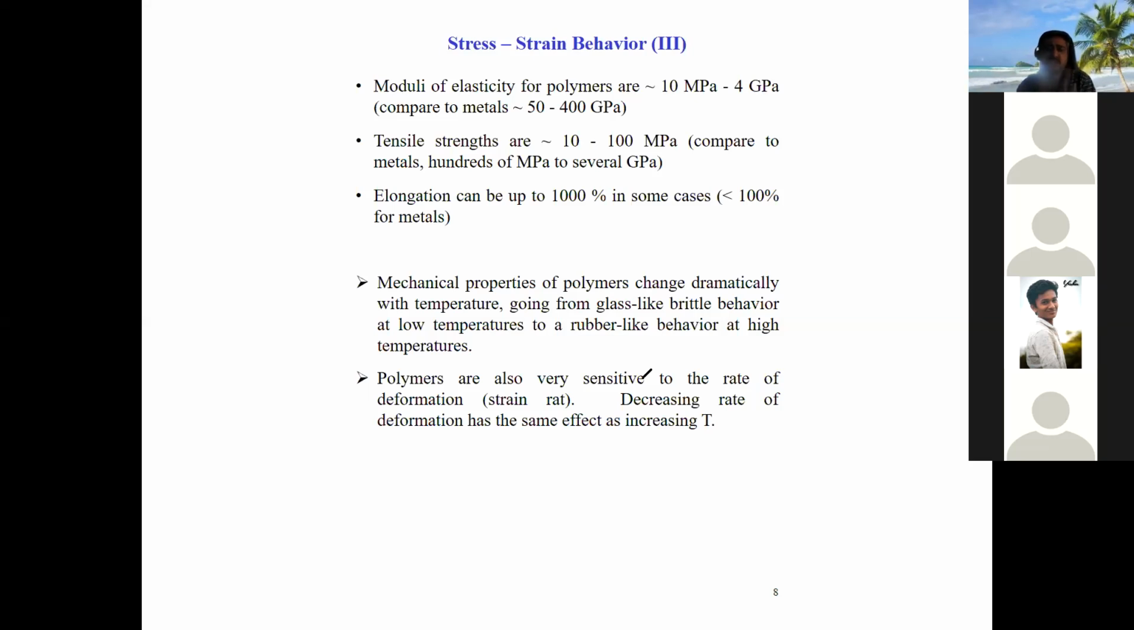So this is much lower when compared to metals. The minimum modulus of elasticity for a metal is 50 gigapascal, so polymers have no way of coming close to the modulus of elasticity of a metal. Tensile strength is also like that. For any polymer, it will be in the zone of 10 to 100 megapascal, but for metals it is hundreds of megapascal to several gigapascals. There is no way of comparing, but you should have some idea about the mechanical properties of a polymer in comparison with metal.